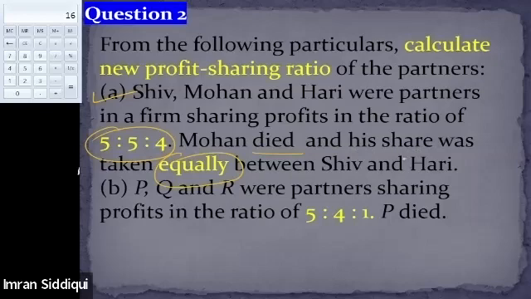So you have to find out the new profit sharing ratio, considering that Shiv and Hari have shared Mohan's proportion of share equally. And case B is a completely different question. It says that P, Q, and R were partners sharing PSR in the ratio 5:4:1. P died, and you need to find out the new PSR in this case as well. So I'm giving you 5-6 minutes to solve both the cases. Calculate the new PSR for both the cases and let me know the answer.